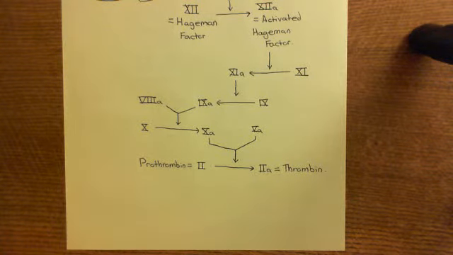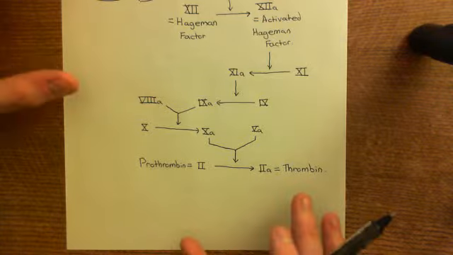Okay, so welcome back to this next video in which we are discussing the hemostatic pathway. We are in the process of discussing the coagulation process, and for this we're starting with the intrinsic coagulation cascade, which is activated by exposed collagen.